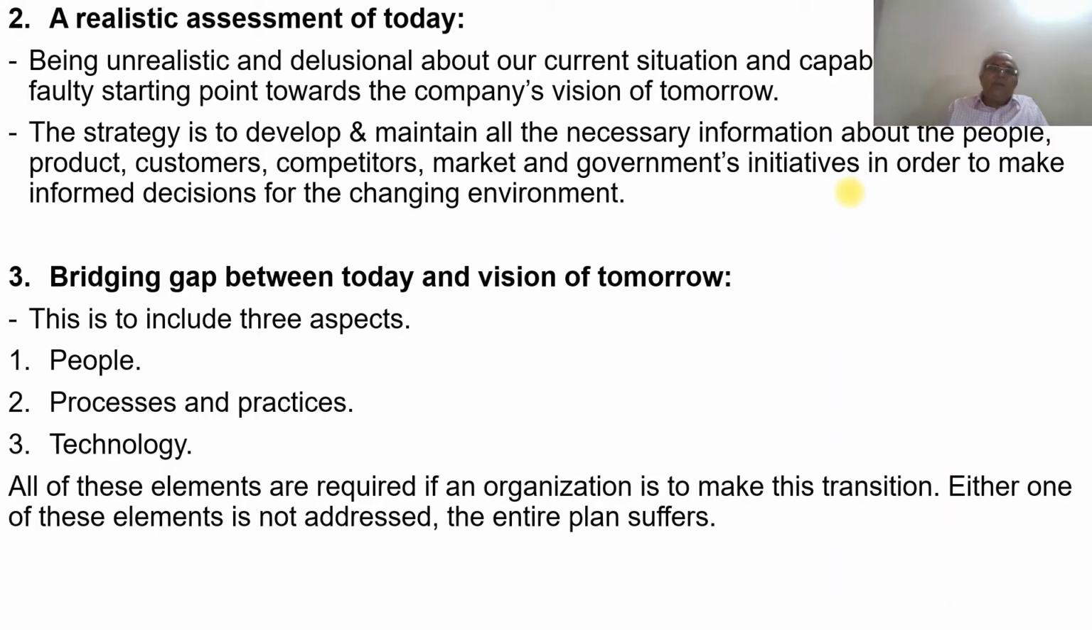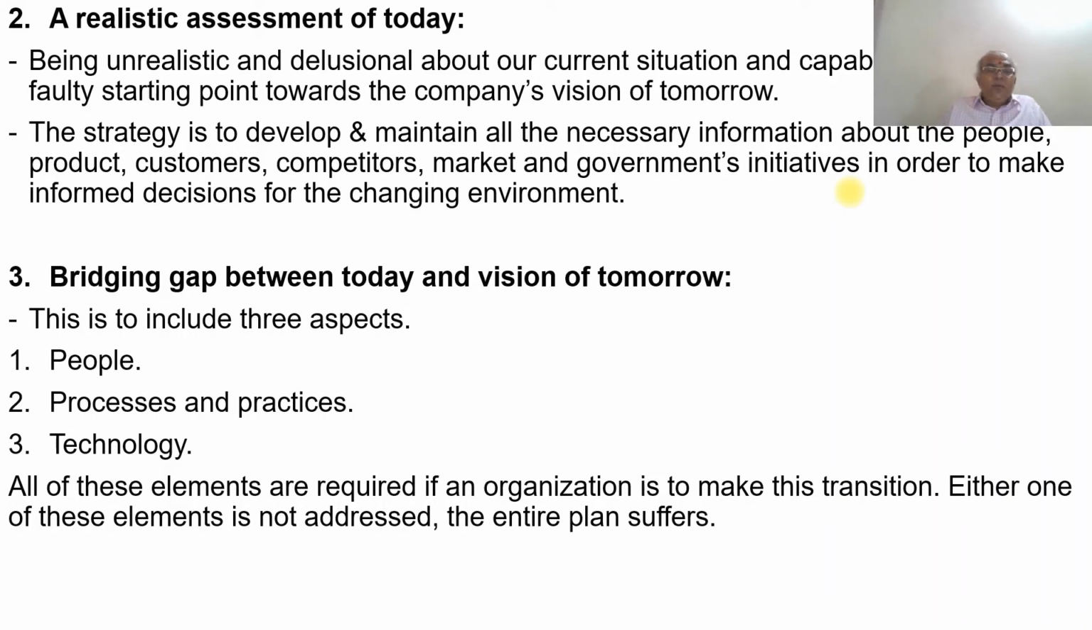Suppose you have that type of unrealistic goals, then it becomes a false starting point towards the company's vision. That means tomorrow you will definitely not be able to achieve it. The strategy is to develop and maintain all the necessary information about the people, product, customers, competitors, market, and government's initiatives in order to make informed decisions for the changing environment.